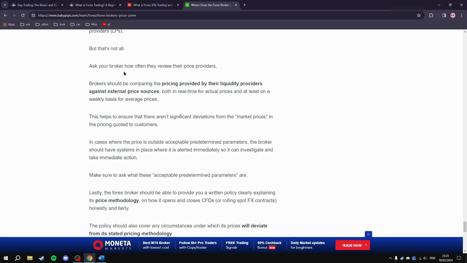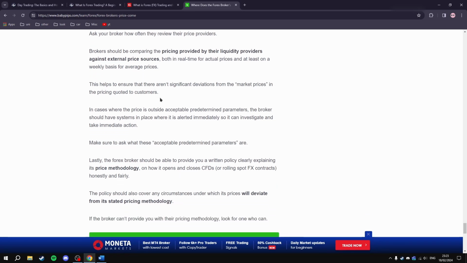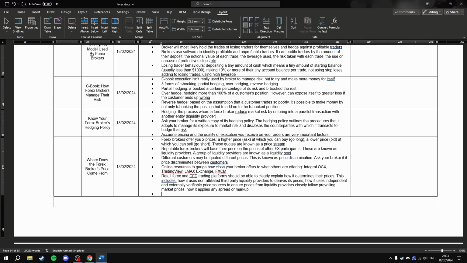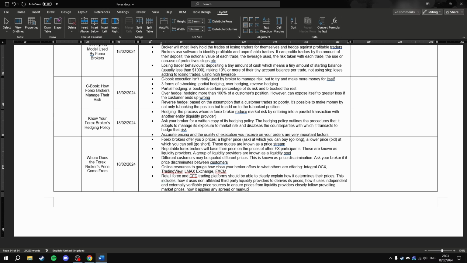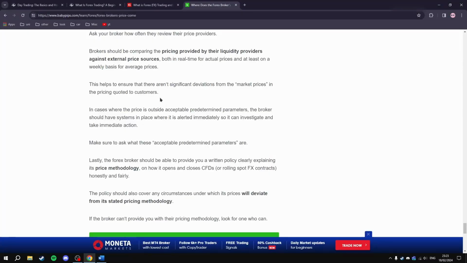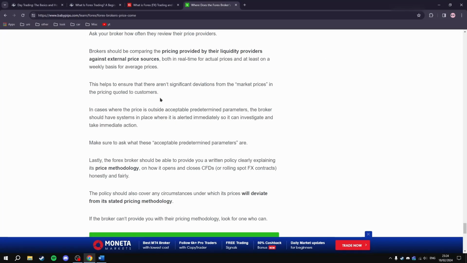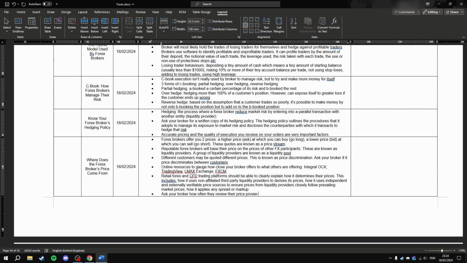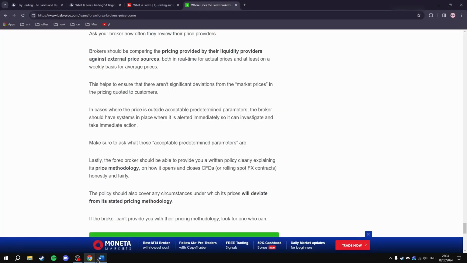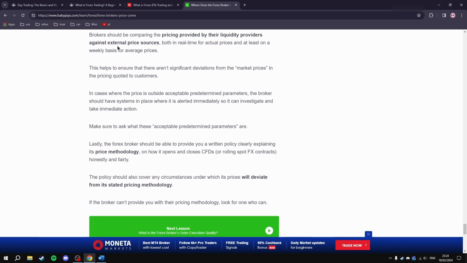But that's not all. Ask your broker how often they review the price providers. Brokers should be comparing the prices provided by their liquidity providers against external price sources, both in real time for actual prices and at least on a weekly basis for average prices.